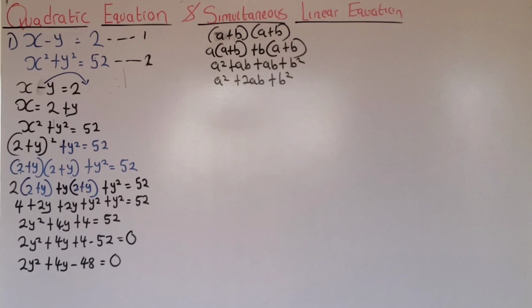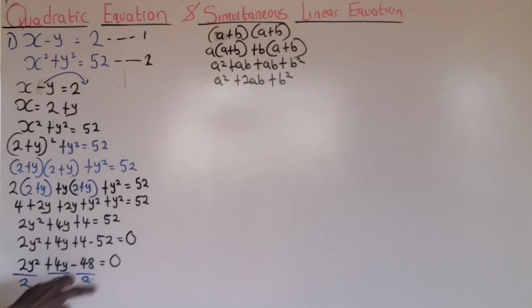Now, this quadratic equation can be reduced. You understand? We can reduce this quadratic equation by dividing all through by 2. So let's go. Divide by 2, divide by 2, divide by 2. So the quadratic equation becomes like this. 0 divided by 2 will give us 0, so there is no need. So the quadratic equation becomes like this: y squared plus 2y minus 24 equals to 0.